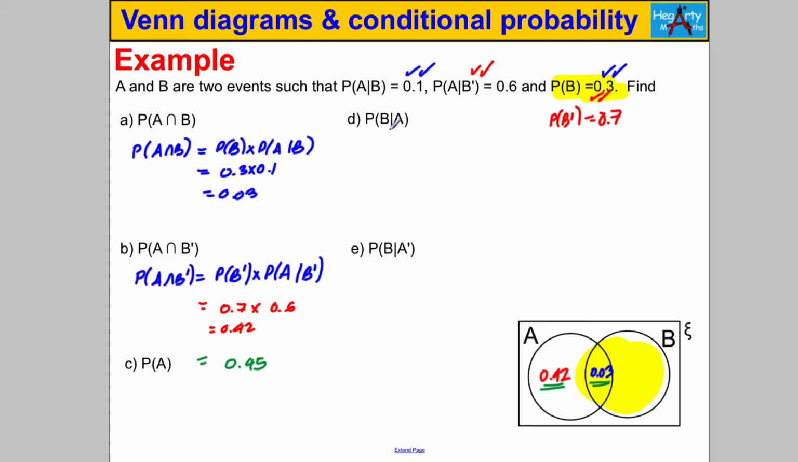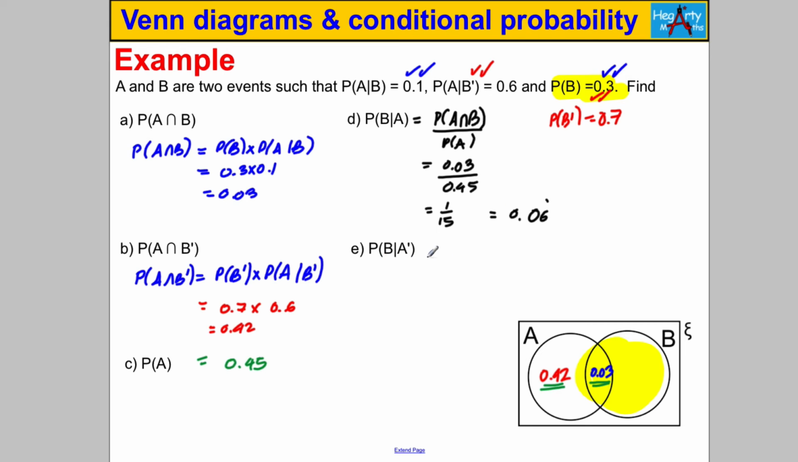Okay, next one, probability of B given A. Well, the easiest way probably to do this is just to use the conditional probability formula. That's the probability of A and B divided by the probability of A, because we have all that information now. So it's going to be 0.03 divided by 0.45, and if you were to do that in your calculator, you get yourself 1/15th, or as a decimal it is 0.06 recurring.